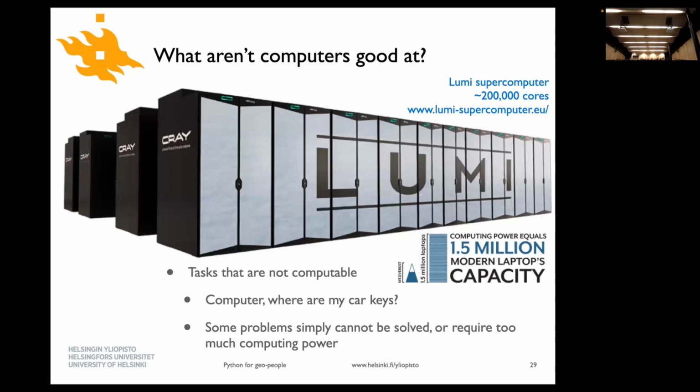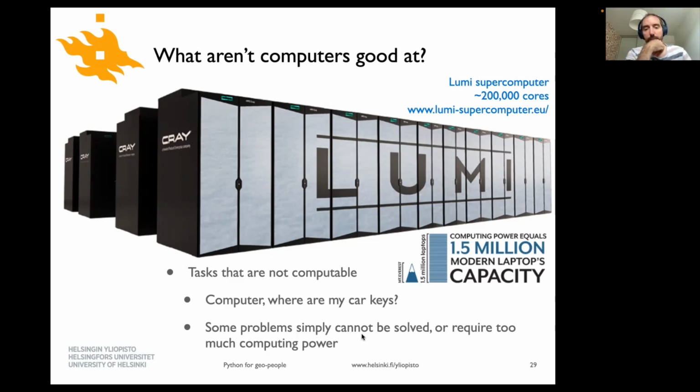Computers are also not good at tasks that are simply not computable. So if you ask a computer where your car keys are, probably it's not going to be able to compute that because it doesn't have information related to where your car keys are, unless you have some kind of little tag that somehow tracks the location of things like your car keys. And even if you were to run that calculation on the most massive supercomputer in Europe at the moment, the Lumi supercomputer with about 200,000 processor cores, it still is not going to be able to find that without some information about how exactly it's meant to locate your car keys.